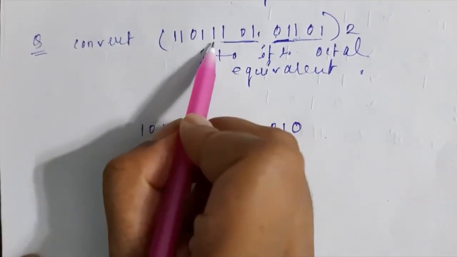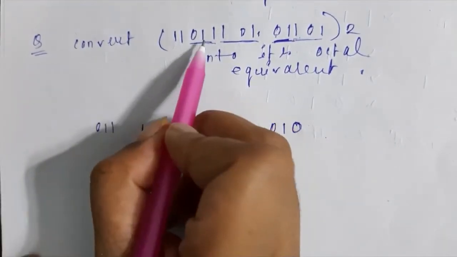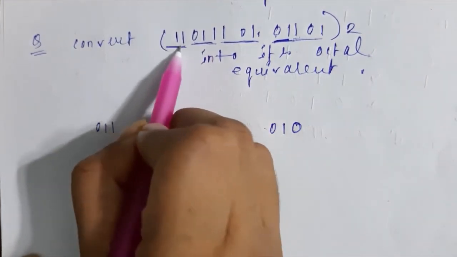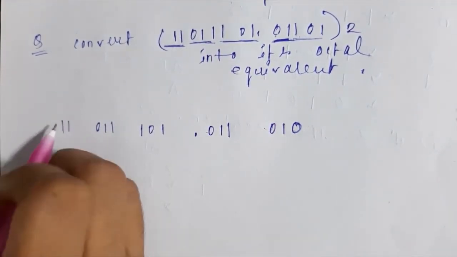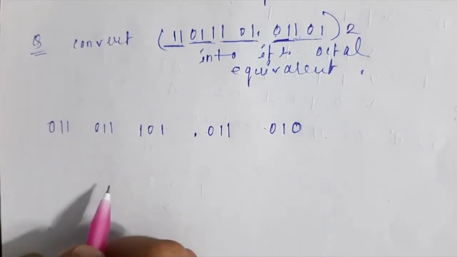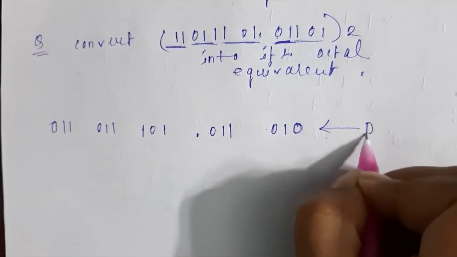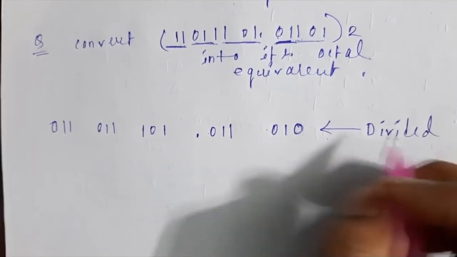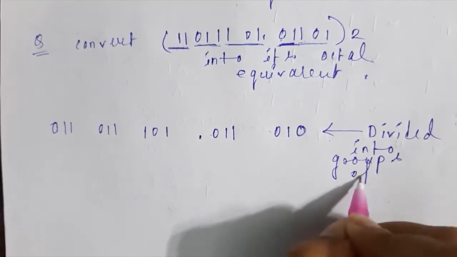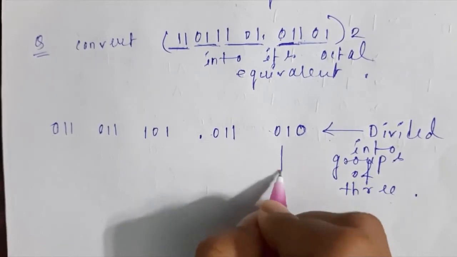Then from here take 3, so 1, 0, 1. Then take 3, which will be 0, 1, 1. Then take 3, which is 1, 1, and as we have to divide into groups of 3, we take a 0 over here. So this is divided into groups of 3.